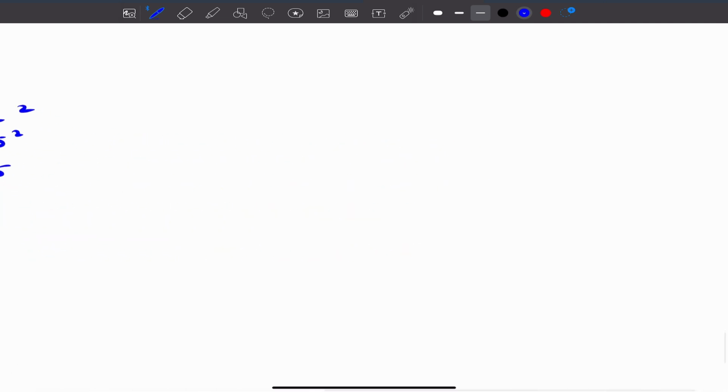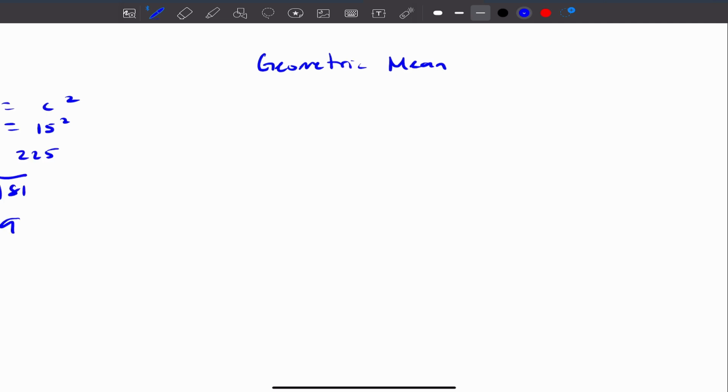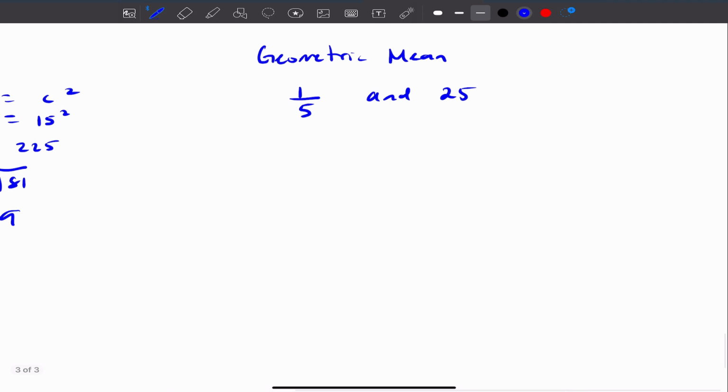One more thing, just in case it shows up. I'm going to throw a geometric mean problem for you. 1/5 and 25. So find the geometric mean between 1/5 and 25. So x is equal to the square root of 1/5 times 25. X is equal to root 5.